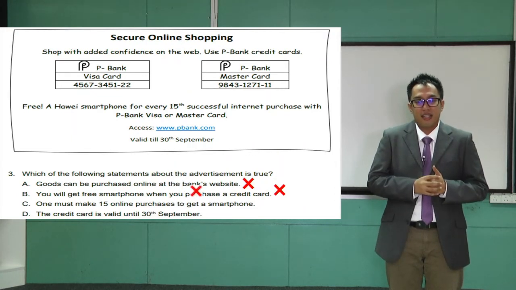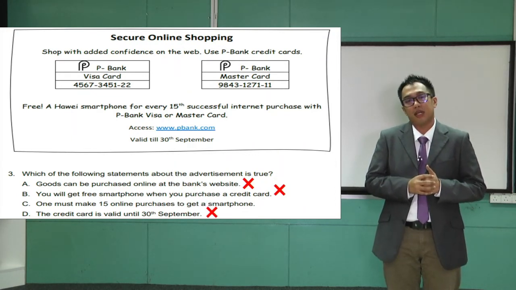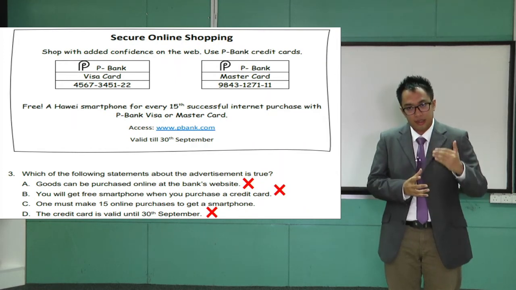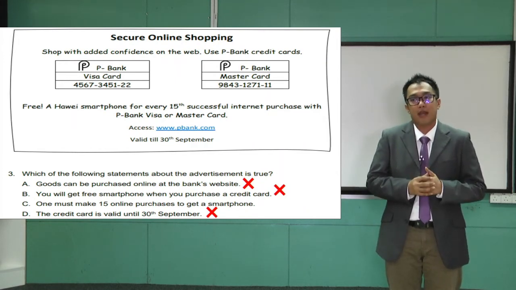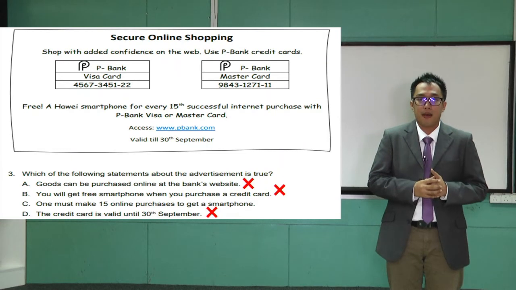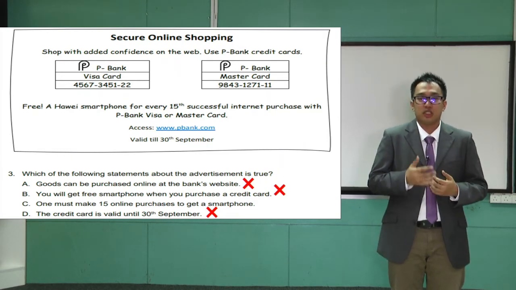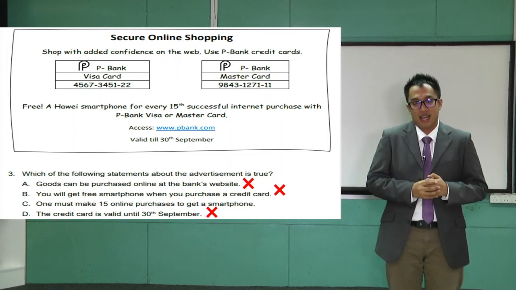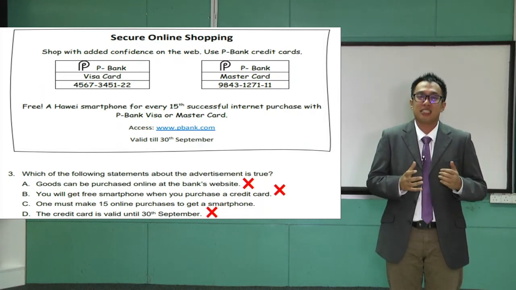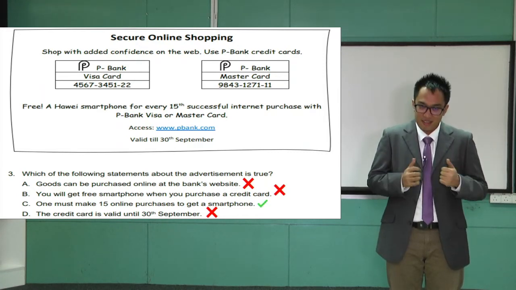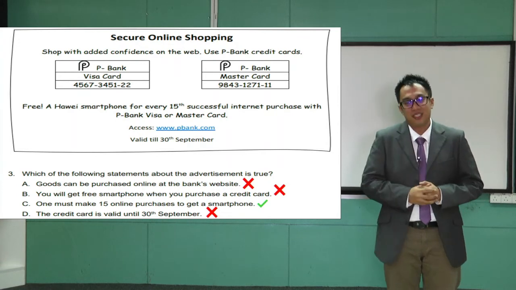The credit card is valid until 30th September. It may seem true because you can see in the advertisement, valid till 31st September. But it's not the credit card, it's the promotion. So D is not the right answer. So C, one must make 15 online purchases to get a smartphone. It is the right answer. Did you get it right? Good job.